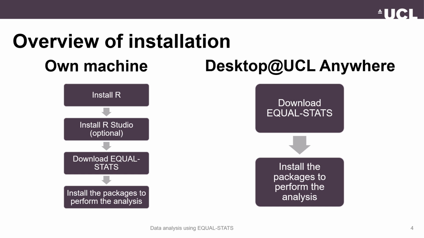To allow use of EqualStats in desktop at UCL Anywhere, available only to UCL staff and students, there are only two steps, i.e. download EqualStats code and install the packages to perform the analysis. This is because R and RStudio are pre-installed in desktop at UCL Anywhere. Each of these steps are shown in the next few slides.